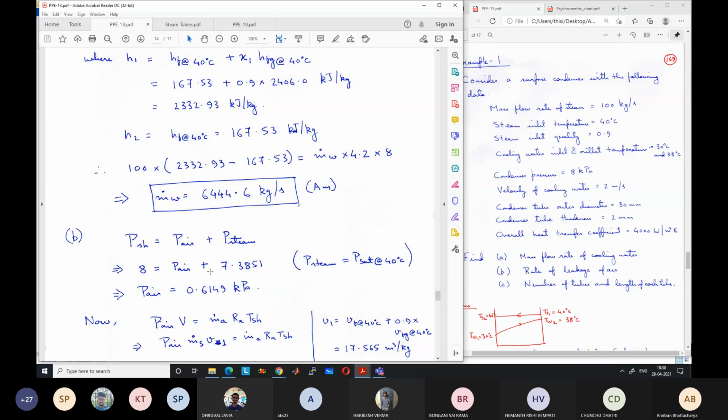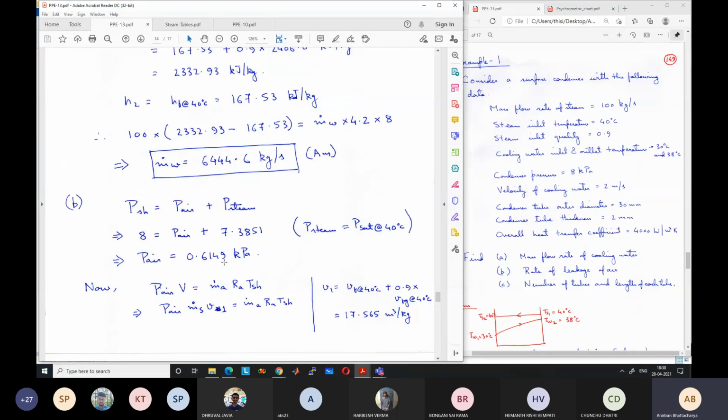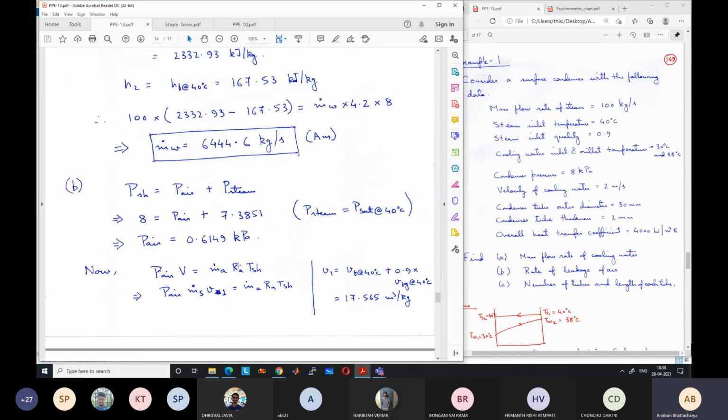Now, as we have seen previously, we can just write partial pressure of air into volume is equal to mass flow rate of leakage of air into Ra, gas constant of air, into temperature, which is 40 degrees centigrade. This volume can be written as volume flow rate of steam, corresponding to the mass flow rate of air, which is equal to m dot s into specific volume of steam at state 1. At state 1, specific volume of steam is Vf at 40 degree plus 0.9 into Vfg at 40 degree. Again from the steam tables we can obtain this.